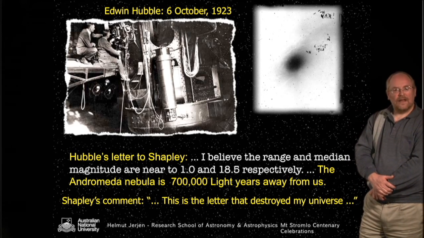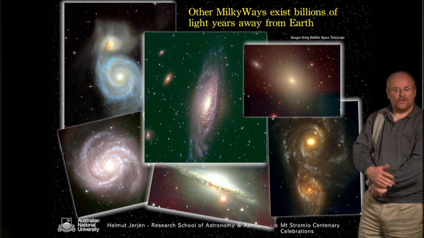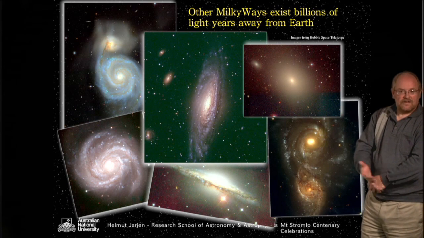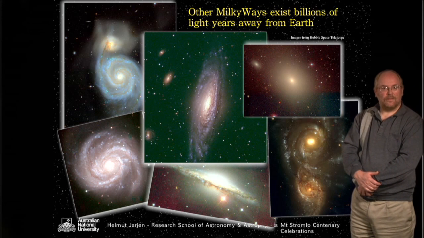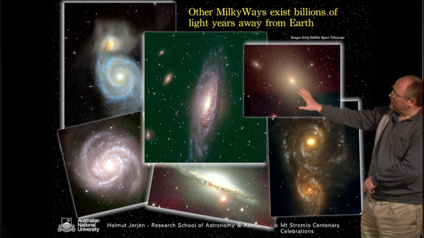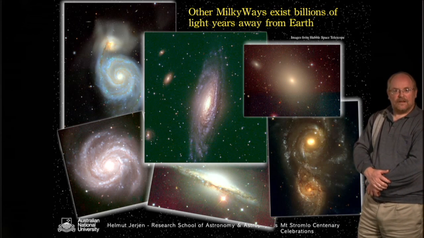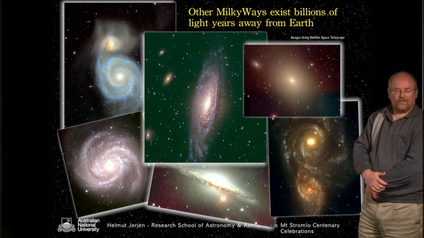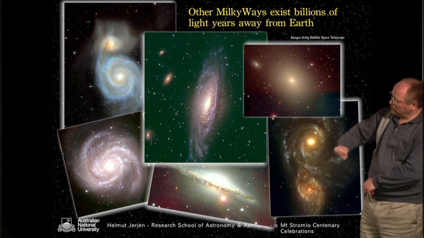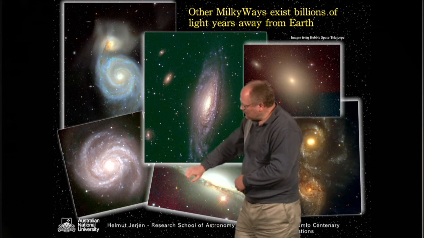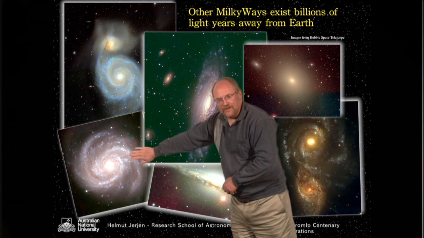Now let's have a look at some of these beautiful galaxies or spiral nebula as they appear in the sky when you use a telescope like the Hubble Space Telescope. It was realized that there are many, many other Milky Ways out there, billions of light years away from Earth, and they have all this beautiful spiral pattern here, like M51, and here. Sometimes you see them face on.